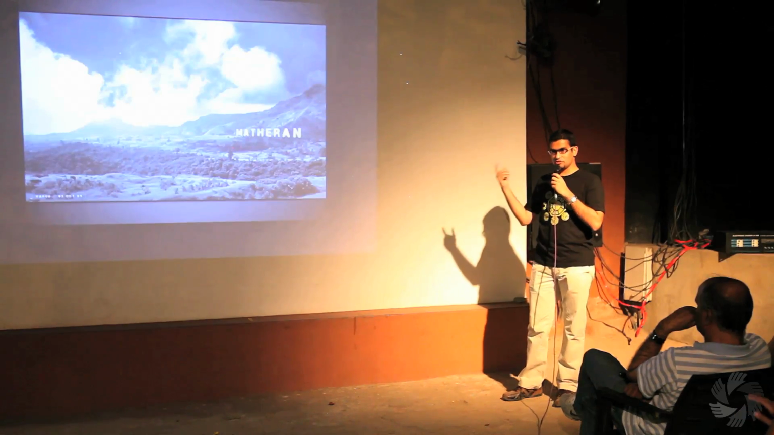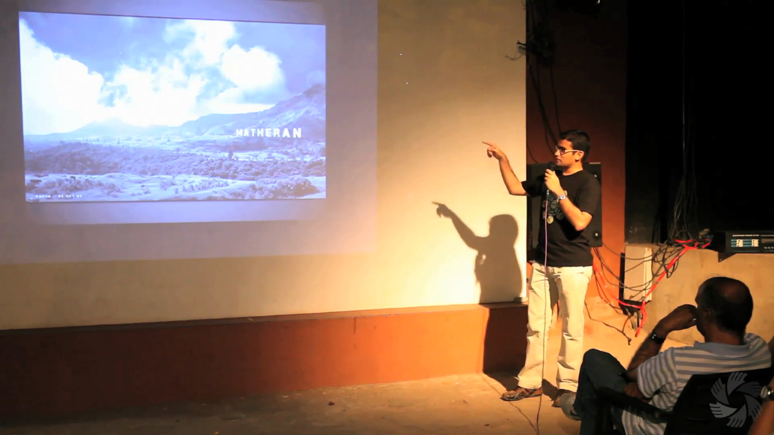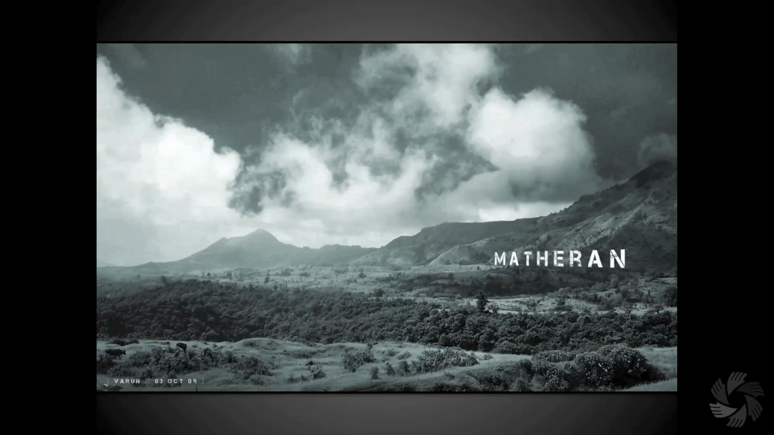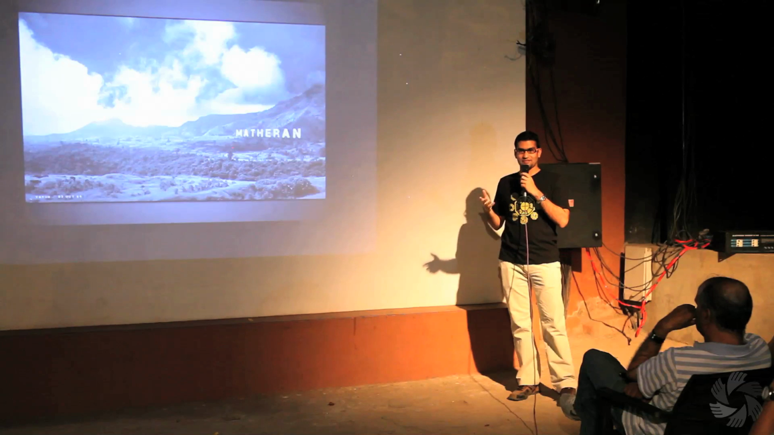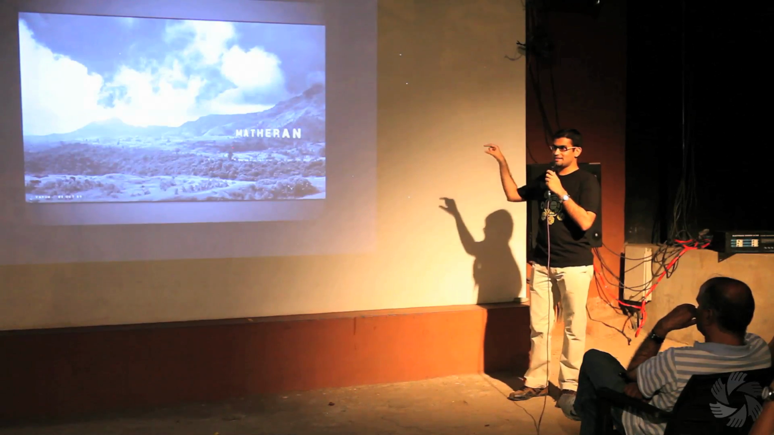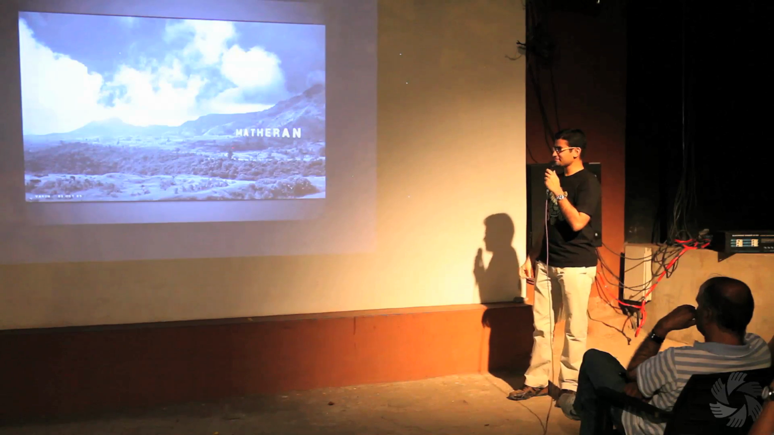This image is also created using a similar compositing technique. So here actually the sky is from one image and the landscape was from another image. So I merged both of them seamlessly, and then I added in the 3D text later on. This is from Matheran in Maharashtra.